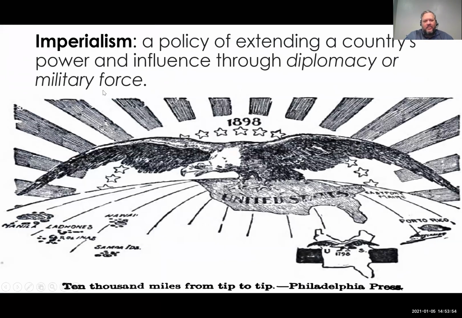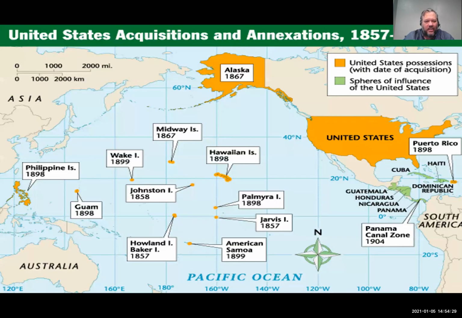So imperialism is another reason for the changing maps. Imperialism is just a policy of extending a country's power and influence through diplomacy or military force. And so this is the United States. Note the year. We were an imperialist power in the late 1800s. You can see over here we had control of the Philippines here, Hawaii. Let's see, Cuba is down here. Puerto Rico is here. And so, we did extend our influence across the world, much like many of the other countries.